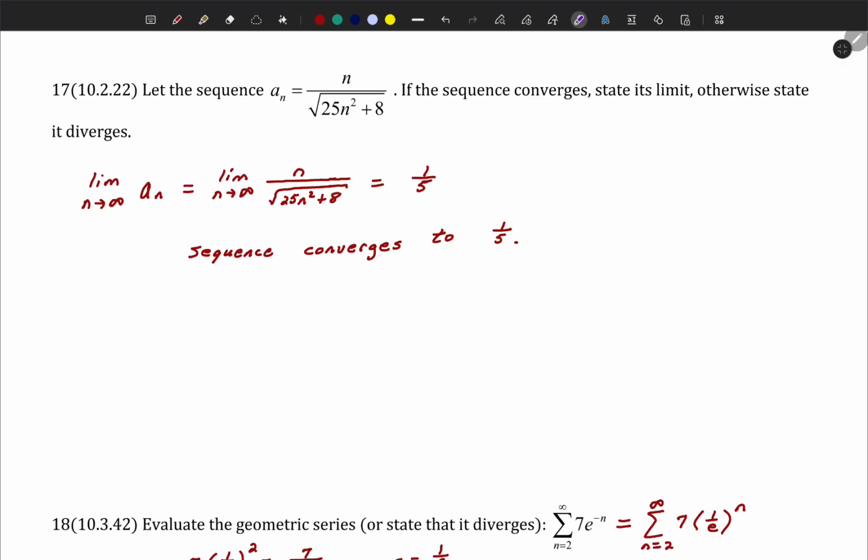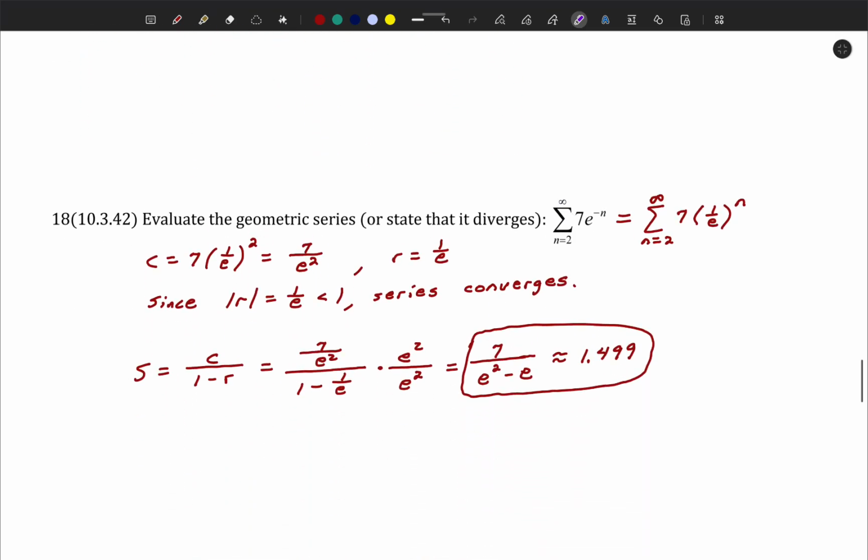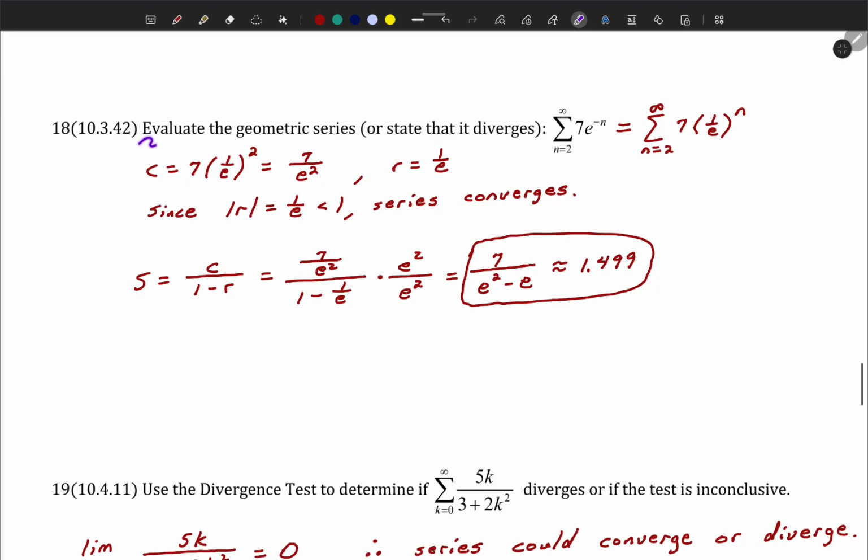Now, had this been a series, it would diverge by the test for divergence, because the test for divergence says that if the limit of a sub n doesn't go to 0, then the series diverges. But that's the difference between a sequence and a series. With a sequence, you just have to show that the limit goes to any one value, and if it does, it converges to that value.